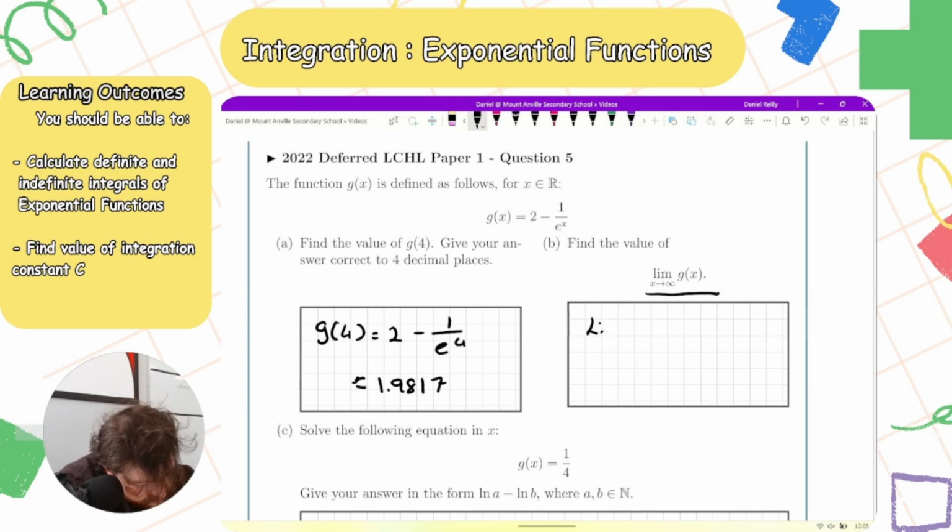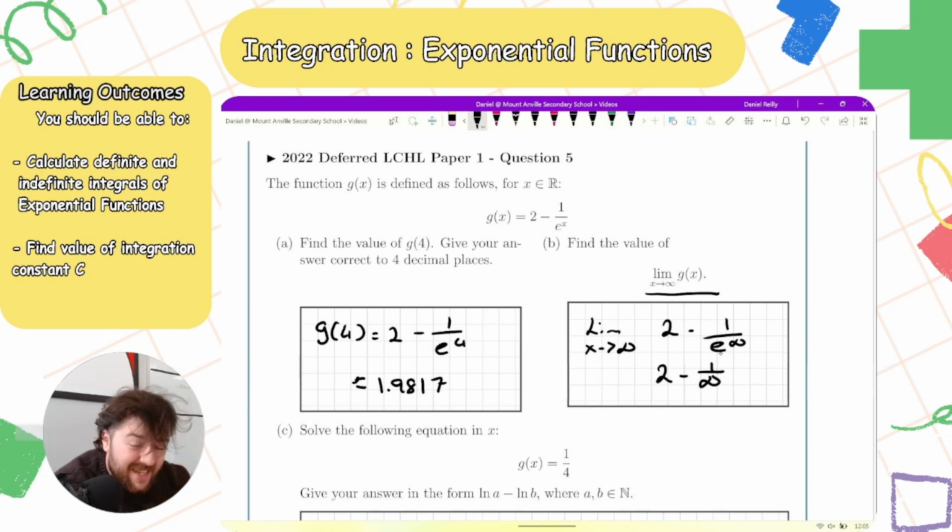Then what's the limit as x goes to infinity of g of x? Well, the limit as x goes to infinity is going to be 2 minus 1 over e to the infinity. Well, that would be 2 minus 1 over infinity, because e to infinite values is going to be a massive number. And then anything divided by infinity is 0, so it's 2 minus 0, and the answer is 2.